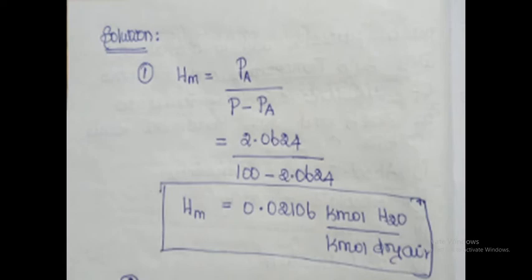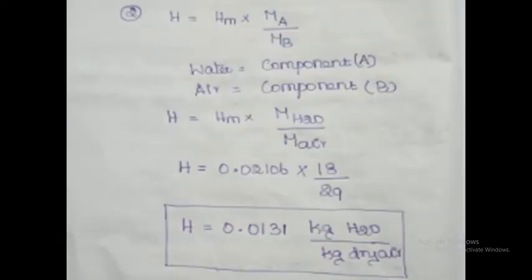Are you clear or not? Okay. Second division, absolute humidity. The relation between absolute humidity and absolute molar humidity: H is equal to Hm into Ma by Mb. Are you clear or not?